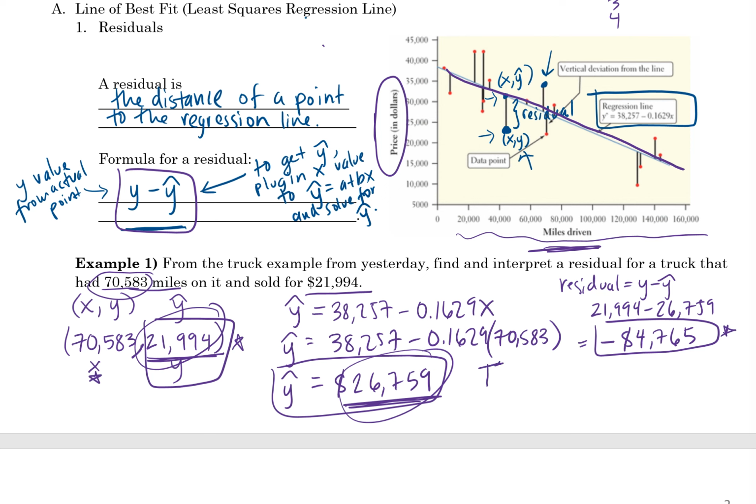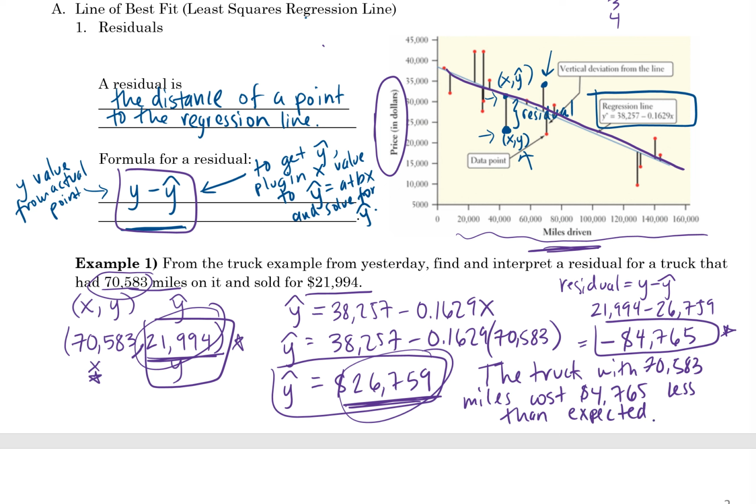So I'm going to say, to interpret it, the truck with 70,583 miles cost $4,765 less than expected. Than expected or predicted. I should actually use the word predicted, since y hat is predicted y.